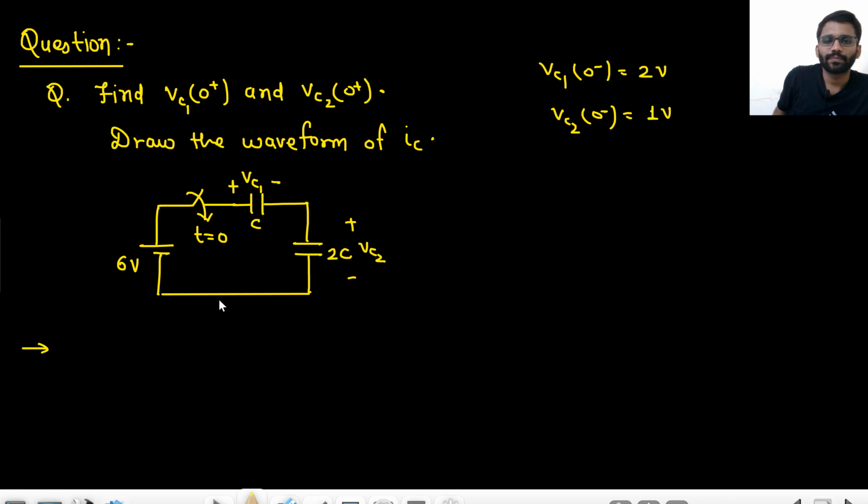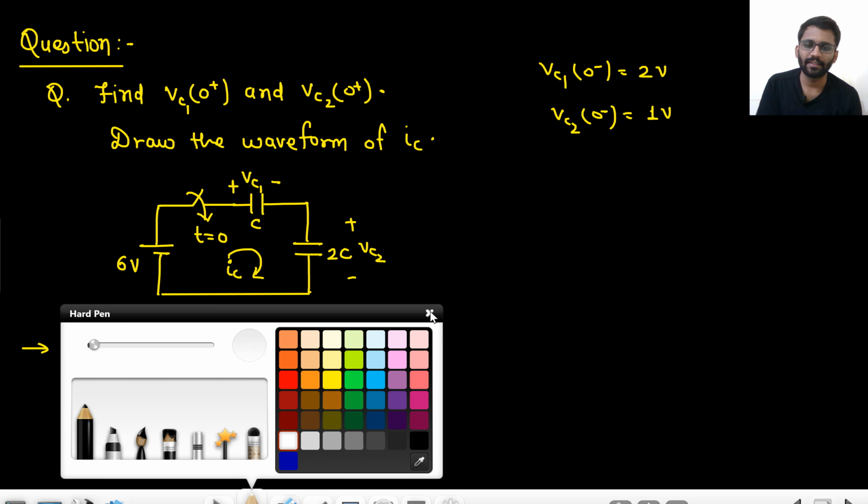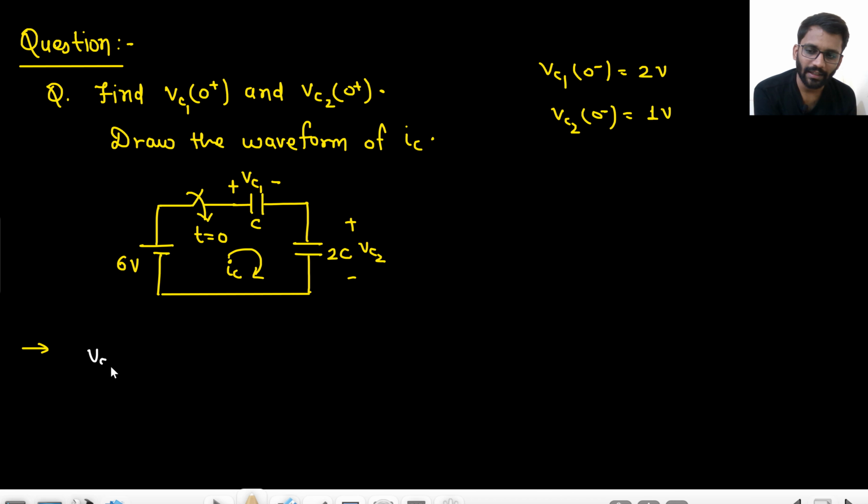So initial voltages are 2 volt and 1 volt. Vc1 0 minus is 2 volt. Vc2 0 minus is 1 volt. So 2 volt and 1 volt are the initial conditions, and also we need to draw the waveform of IC. What is IC? This is IC. So let's just write the value of Vc1 at t equals 0 plus.